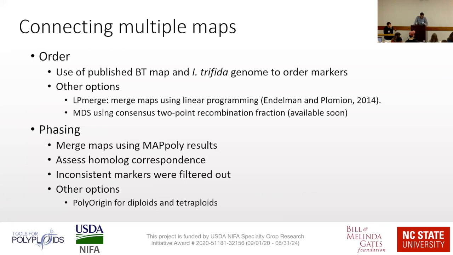The way we did it, as I already said, was that the order used the published map. We are now working on another way to do this, which is using the MDS, but to use the MDS algorithm, you need a joint recombination fraction for the whole population. We haven't implemented that yet, but the idea of how to do that is quite straightforward.